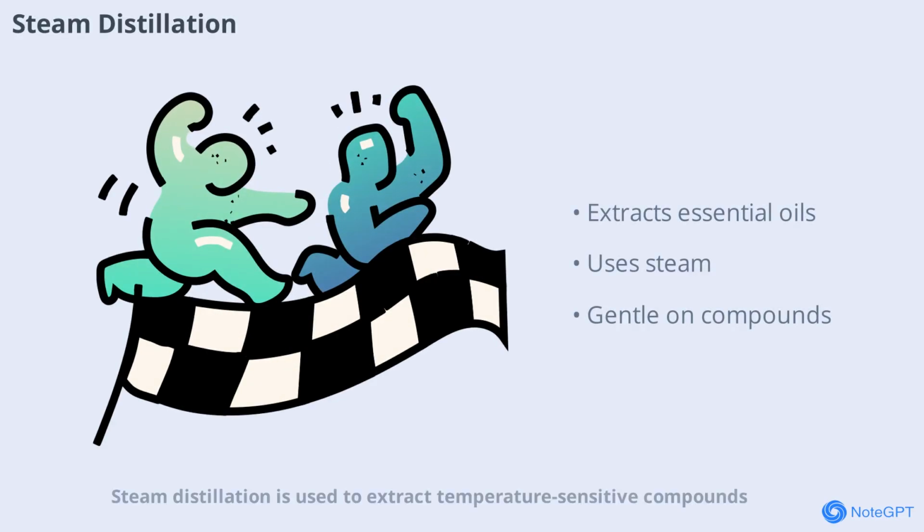Steam distillation is used to extract temperature-sensitive compounds such as essential oils from plants. In this method, steam is passed through the plant material, causing the volatile compounds to vaporize at lower temperatures. The vapor is then condensed and collected, separating the desired oils from the rest of the plant matter. This gentle technique preserves the delicate nature of the extracted substances.